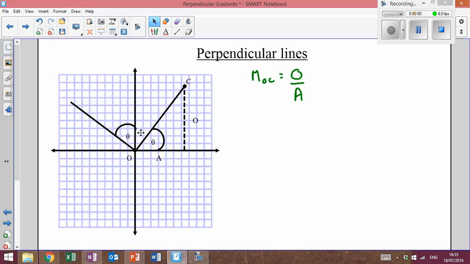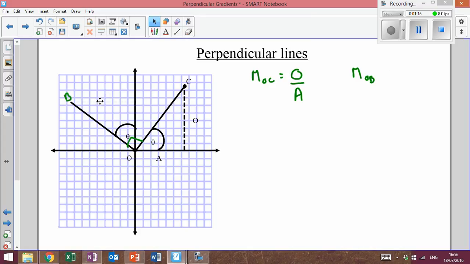Now because this angle in here makes this theta up to 90, it also has to make this theta up to 90. So in there, we have to have a right angle. The lines here, let's call that B up here, the line OC and OB, they have to be perpendicular. So these two gradients are perpendicular.